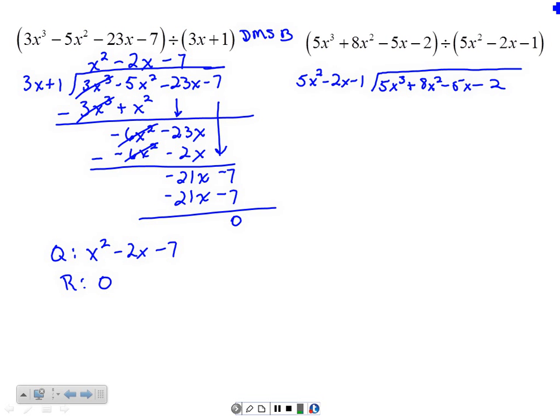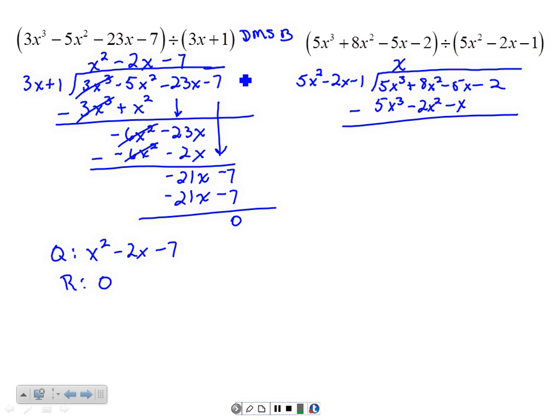Alright, so if we divide, again, process is the same. First in the dividend divided by the first of the divisor. So 5x to the third divided by 5x is just simply x. Multiply around. It's got 3 terms this time. x times 5x squared is 5x to the third. x times negative 2x is negative 2x squared. And x times negative 1 is negative x.